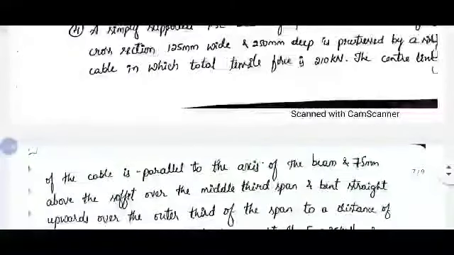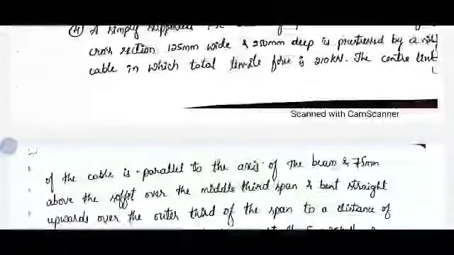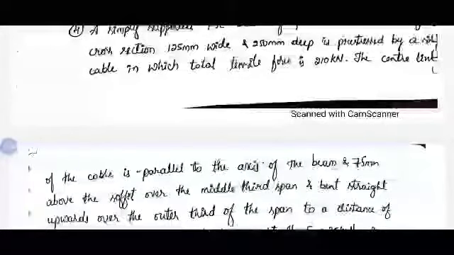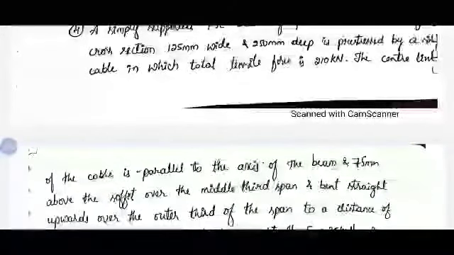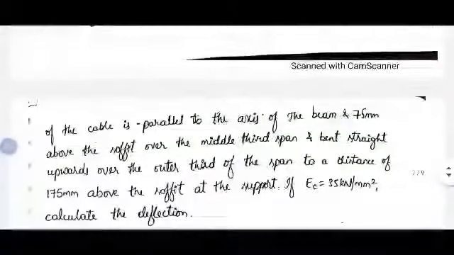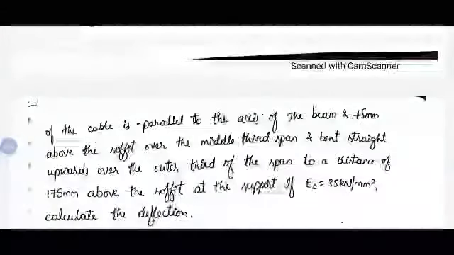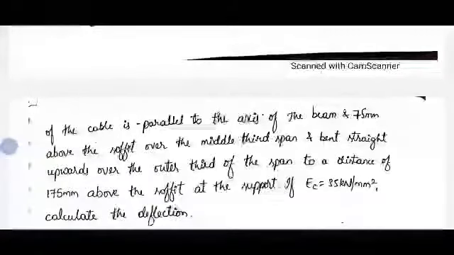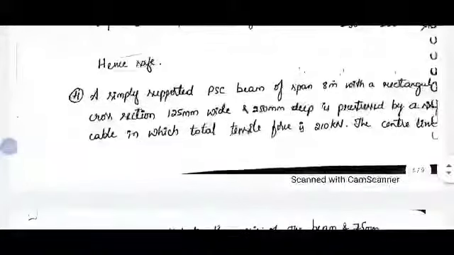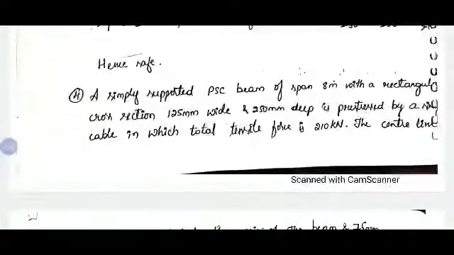You can observe the middle third span. If you divide the given beam into 3 parts, the center part is straight with a uniform eccentricity of 25 mm, and the end portions will be bent upwards to make the distance 175 mm above the soffit of the beam at the supports. So the cross section of the beam is 125 mm wide by 250 mm deep.